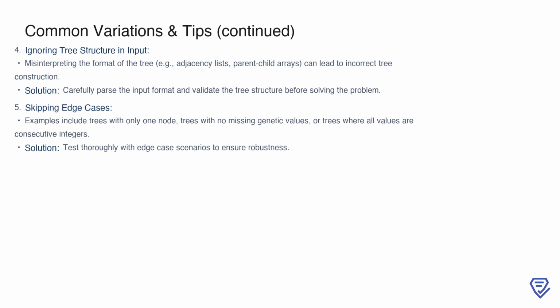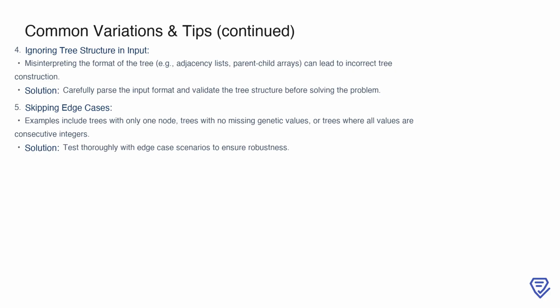Additionally, many solutions falter due to skipped edge cases. For instance, you might encounter a tree with only one node, a tree where no genetic values are missing, or a tree where all genetic values are consecutive integers. Neglecting these scenarios can lead to brittle solutions that fail under certain conditions. To make your solution robust, it's essential to test thoroughly using diverse edge case scenarios, ensuring the implementation can handle any input gracefully.